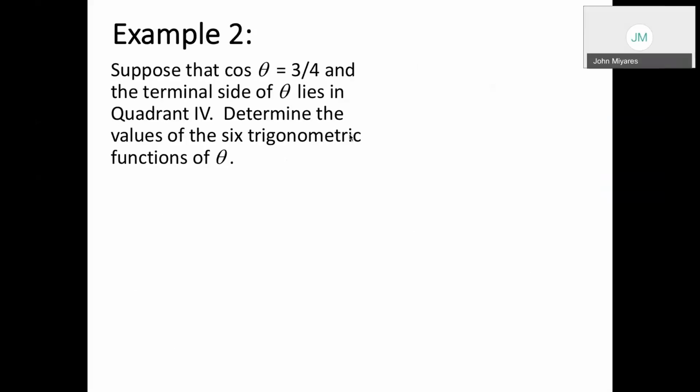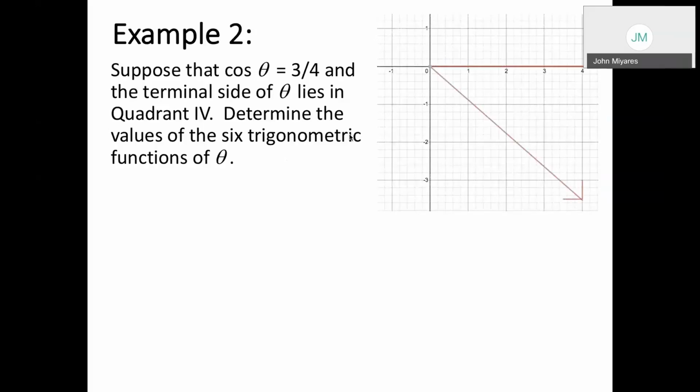Now let's look at another example. Suppose you're told that the cosine of theta equals 3/4 and the terminal side of theta lies in quadrant 4. We want to determine the values of the six trigonometric functions of theta. Let's try drawing a picture of this situation. We have an angle in quadrant 4 whose cosine is 3/4, which means that x, the adjacent side, will have length 3 and the hypotenuse must have length 4.